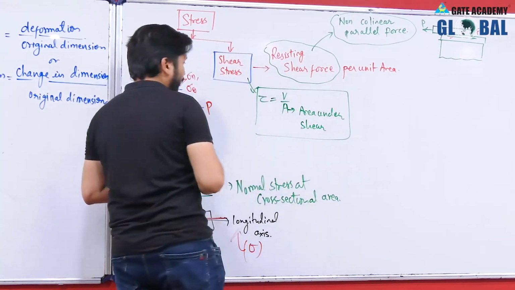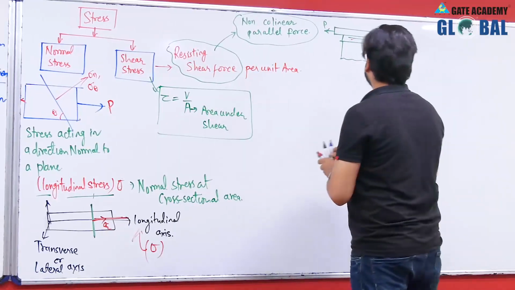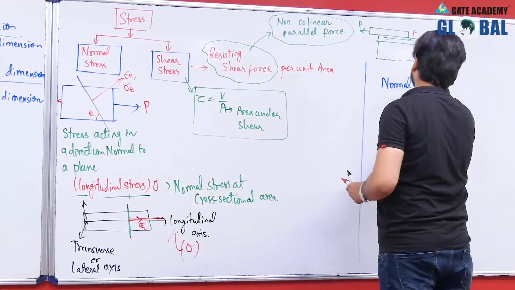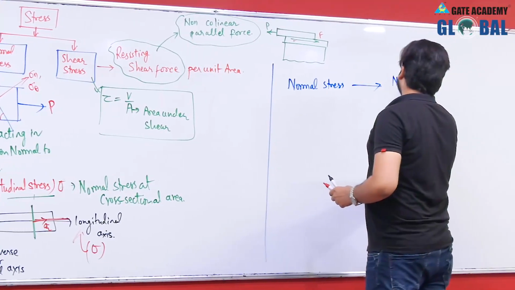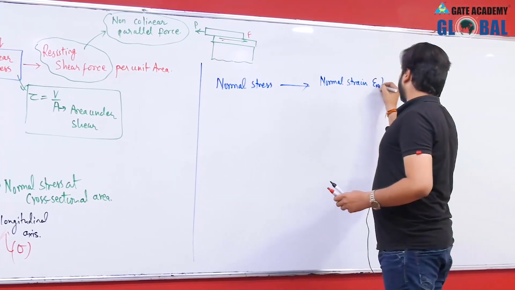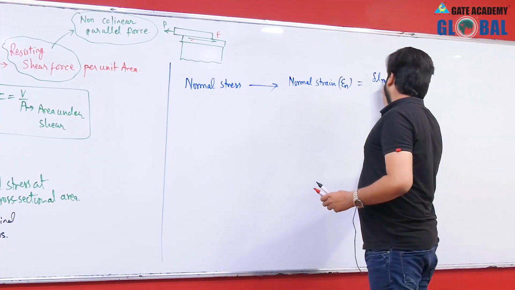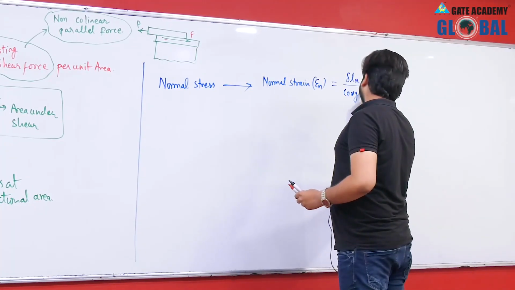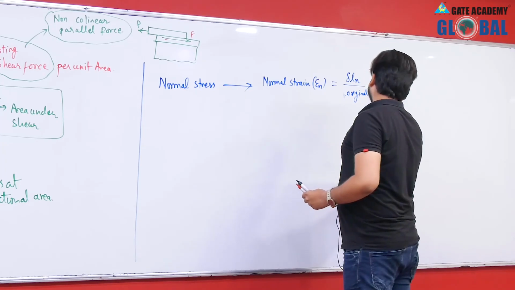Now, according to these stresses, there will be different types of strains. Corresponding to normal stress, we will have normal strain. It is represented by epsilon n, and it will be the change in dimension along the normal direction over the original dimension.